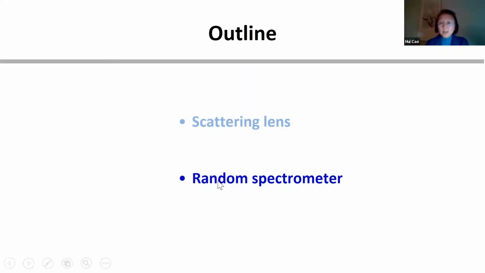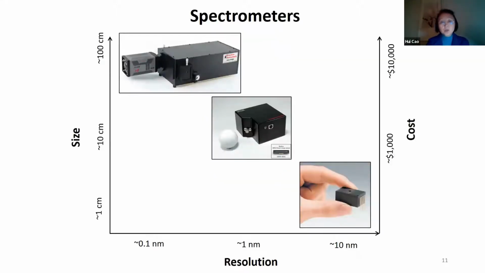I want to move to the next one, to show you that the random medium can also be used as a spectrometer. With the same structure, you can use it as a lens, but you can also use it as a spectrometer. So that means we're actually making this kind of multifunctional device, right? Let me briefly introduce what a spectrometer is. Many of you have used one. It's a very powerful tool for, for example, chemical or biological sensing, material analysis, or categorization of light sources.